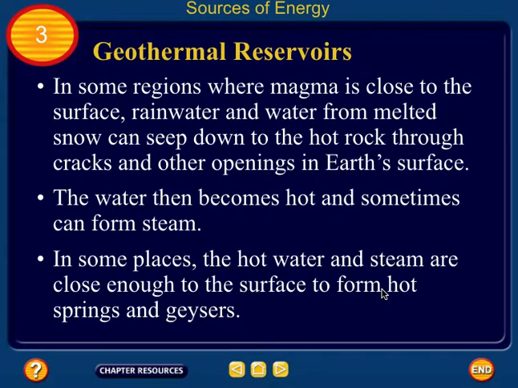Geothermal reservoirs. In some regions where magma is close to the surface, rainwater and water from melted snow caps can seep down to the hot rock through cracks and other openings in the surface. The water then becomes hot and sometimes can form steam. The hot water and steam can be trapped under high pressure in cracks and pockets called geothermal reservoirs. In some places, the hot water and steam are close enough to the surface to form hot springs and geysers.